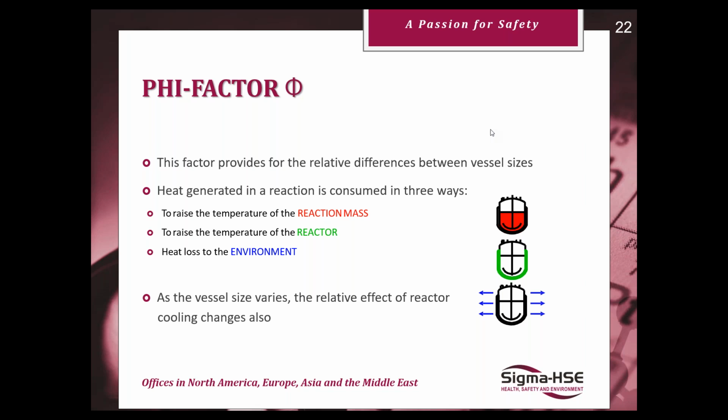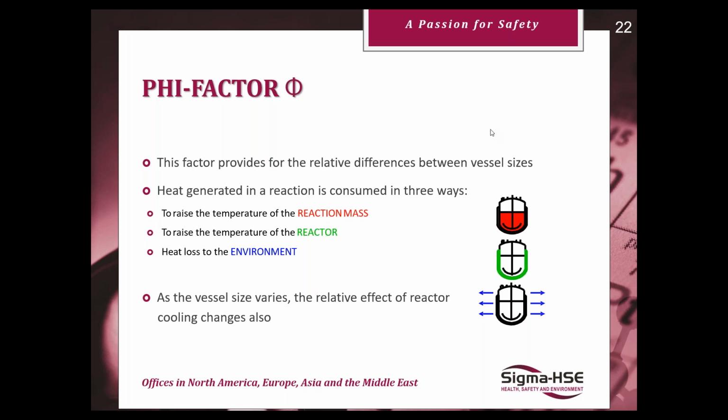So phi factor, as I said before, is a good correction factor for considering our data from small scale tests and how that might apply to a large scale system. We need to understand that heat generated within a reaction mass is consumed in three ways.